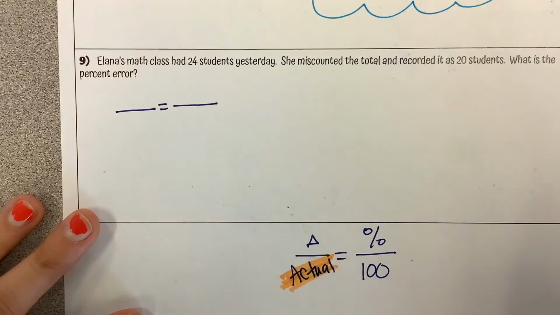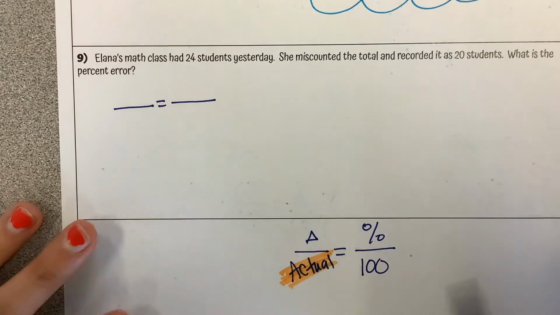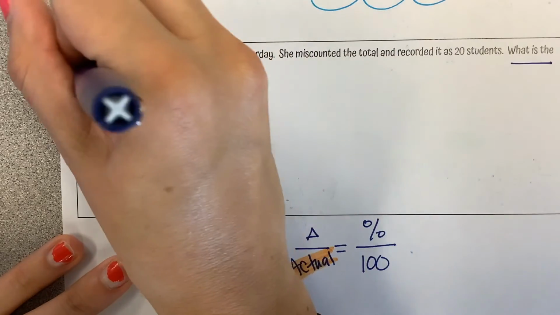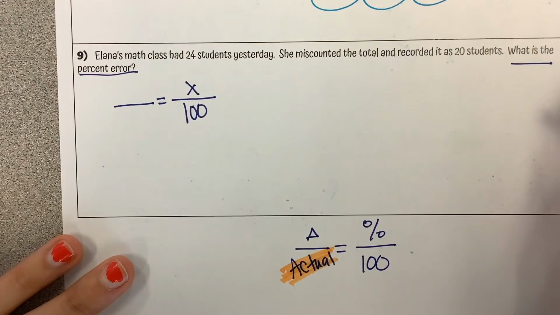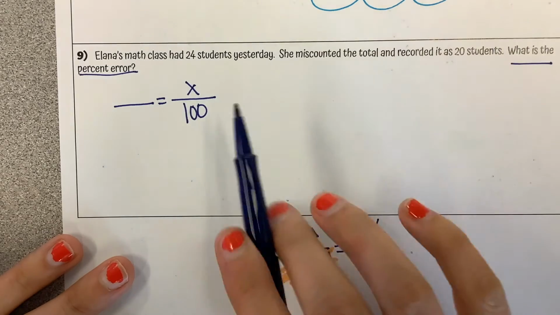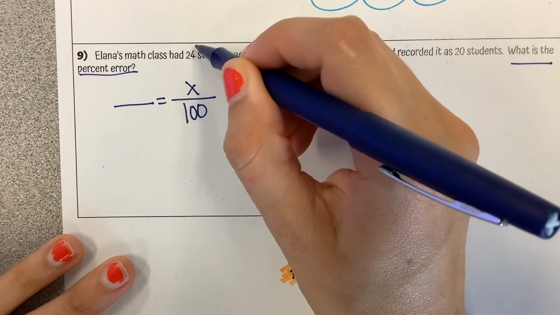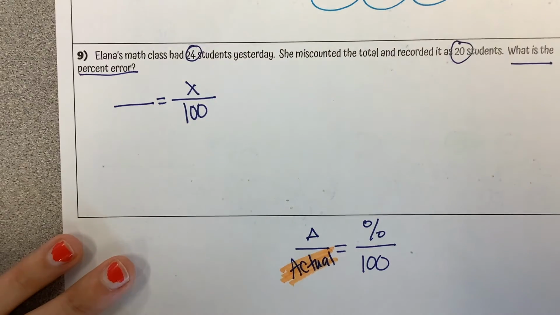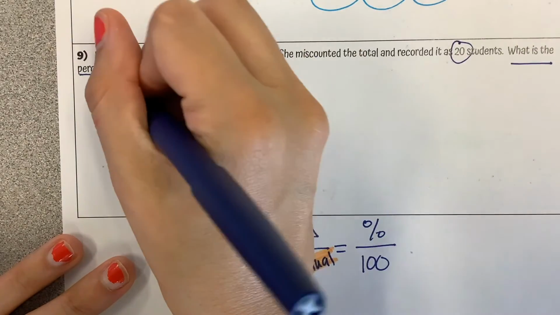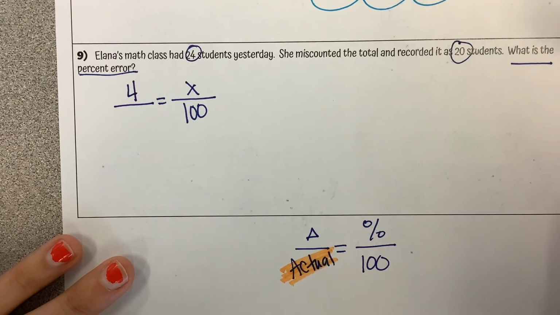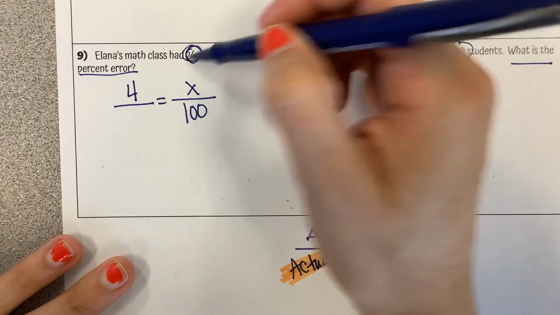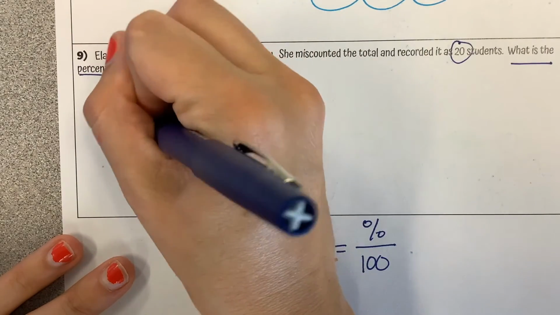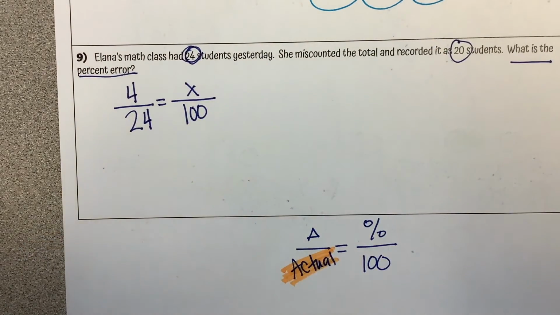So, because we're trying to figure out how far she was off from the actual amount, I'm filling in. It says, what is the percent error? That means we are solving for the percent. Okay. The difference, there were 24 students. She recorded it as 20. So the difference between those two is 4. The accurate amount is the 24. She recorded 20, that was wrong. 24 is how many it was supposed to be. So that is what we put at the bottom.